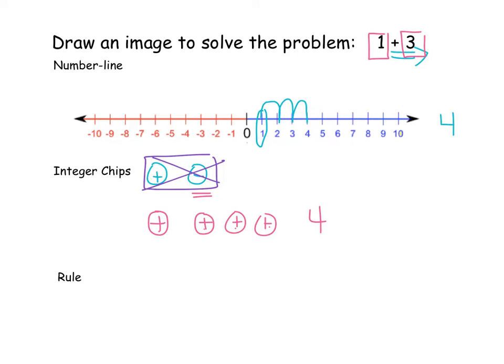And if we would use the rule, well, they're the same sign, so we just add the numbers together. 1 plus 3 is 4. They're all positive, so my answer is positive. Any way we do it, we got the same answer of 4.